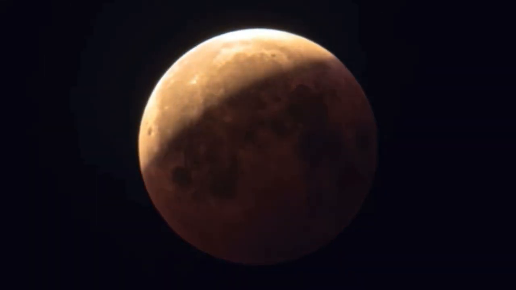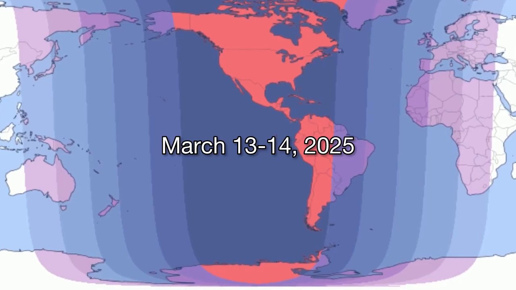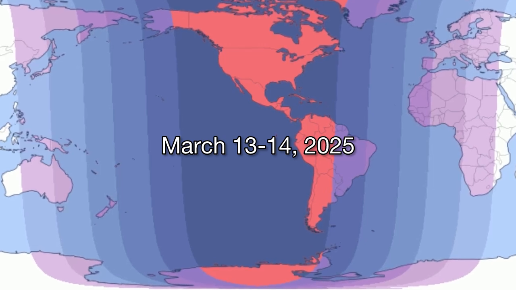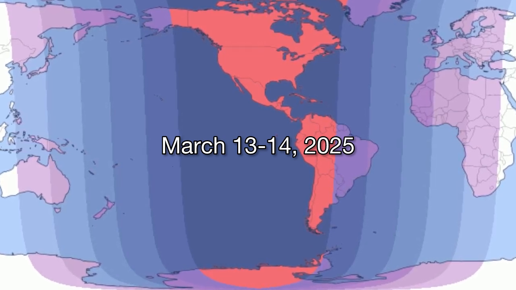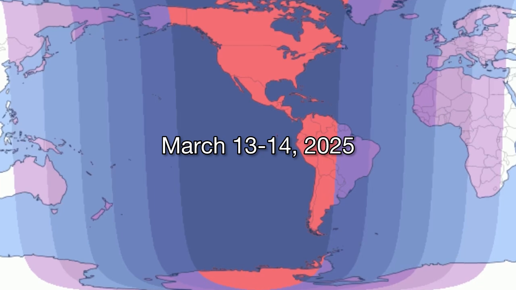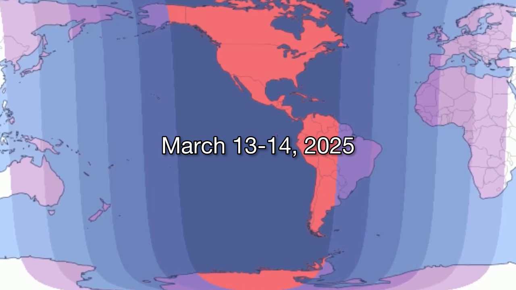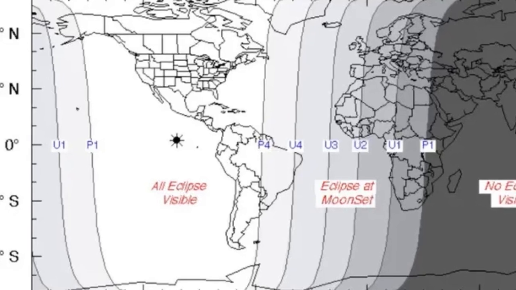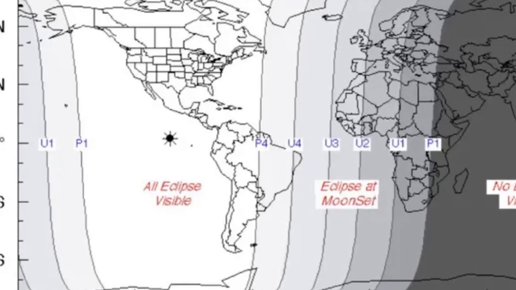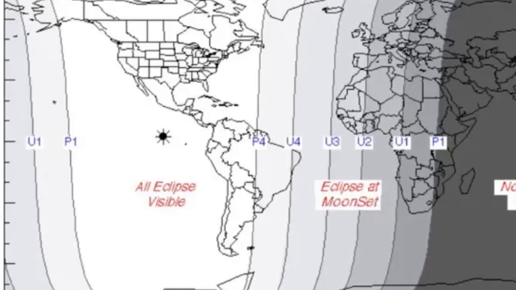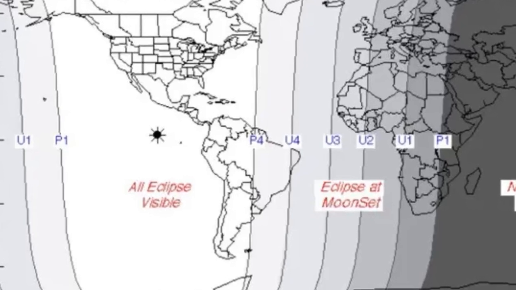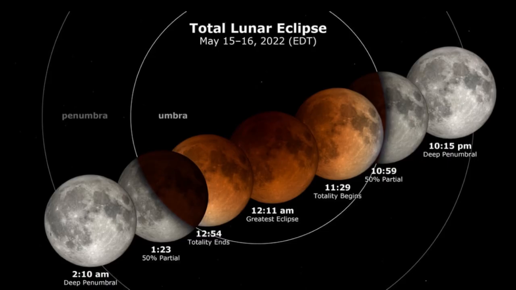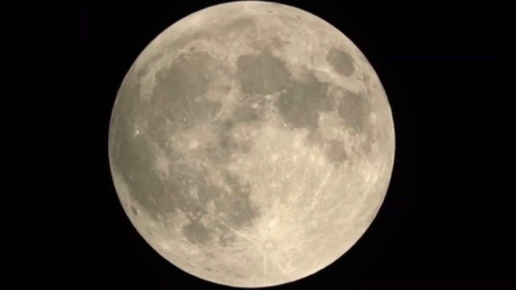From the night of March 13th, 2025 to the early morning of March 14th, 2025, the Western Hemisphere, which includes the Americas and the entire Caribbean, will be witnessing a total lunar eclipse. This will be the first the region will observe since May 15 to 16, 2022. Let's look at the general time breakdown for each phase of the eclipse.